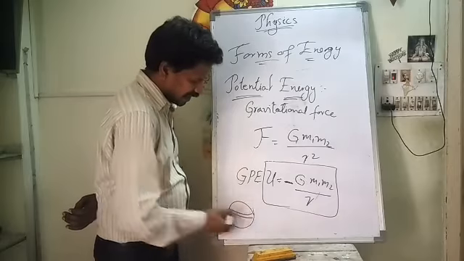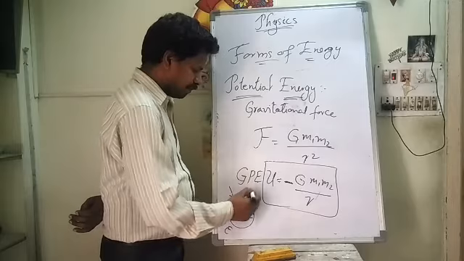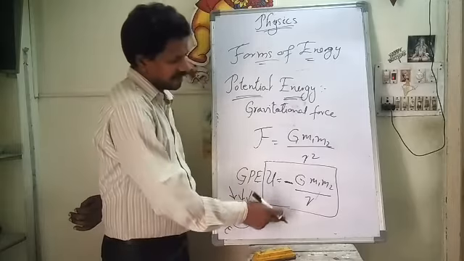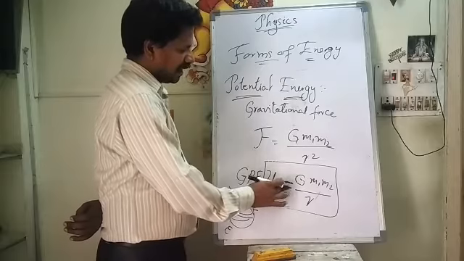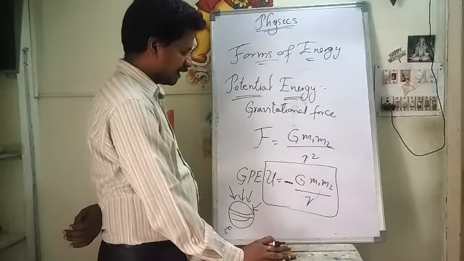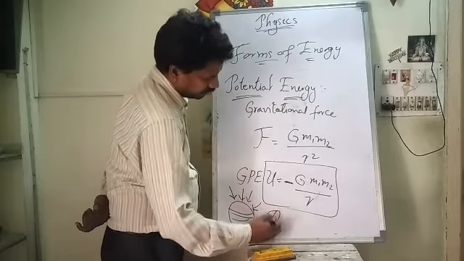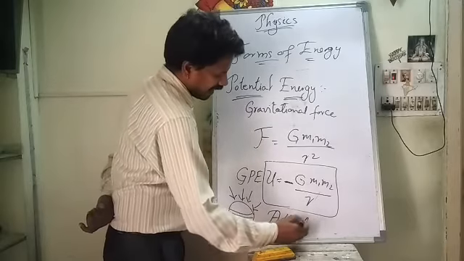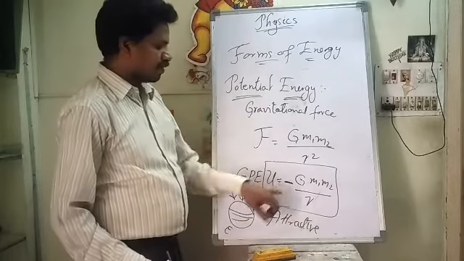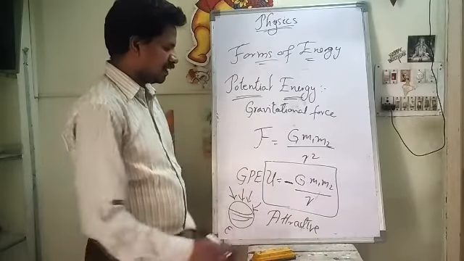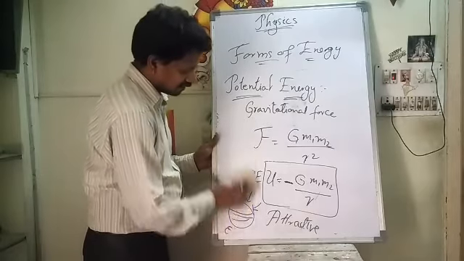See, this is the earth. Always a pulling force is applied. That's why there is this negative sign. The negative sign shows it is an attractive force. This is the attraction between objects and the earth.